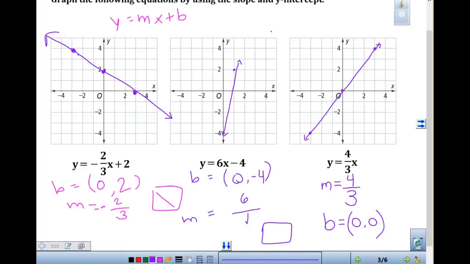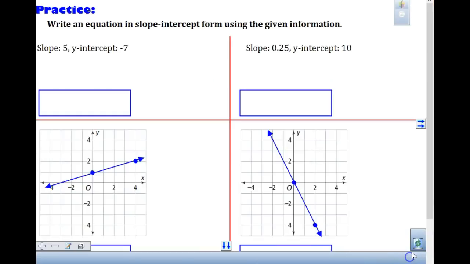(0, -4) was our y-intercept. We started at a point of (0, -4), and then we went up 6 and over 1. And our direction is positive. And then on this one, we started at (0, 0) because there's no b term right there. We started at (0, 0), we went up 4 and over 3. And then the same, we went down 4 and to the left 3.